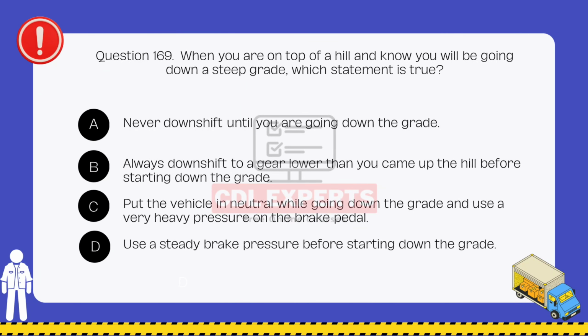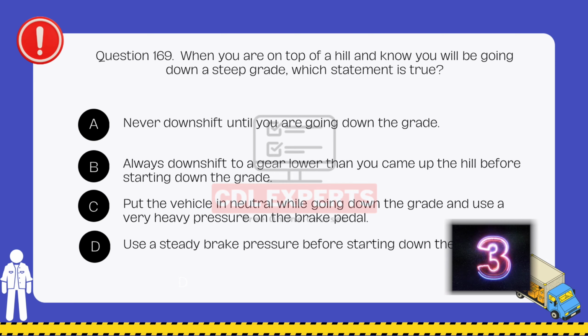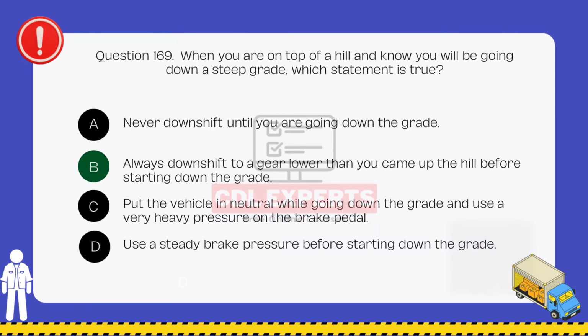When you're on top of a hill and know you will be going down a steep grade, which statement is true? Never downshift until you are going down the grade. Always downshift to a gear lower than you came up the hill and before starting down the grade. Put the vehicle in neutral while going down the grade and use a very heavy pressure on the brake pedal. Use a steady brake pressure before starting down the grade. The correct option is B.